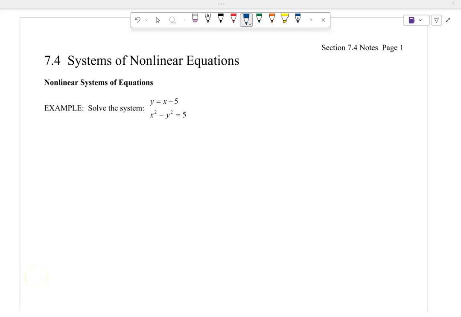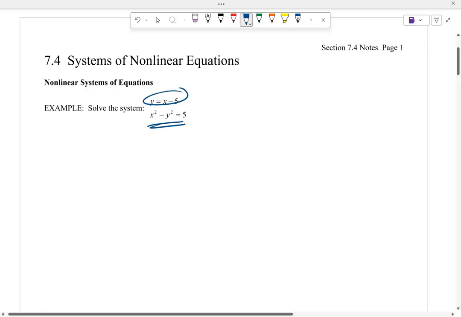We're going to take a look at systems, so more than one equation, systems of nonlinear equations. If you notice this first one, you do have a linear here, but see these x squared minus y squared equals 5? This is actually a hyperbola. We haven't learned about hyperbolas yet. You'll learn that in your next pre-calculus class.